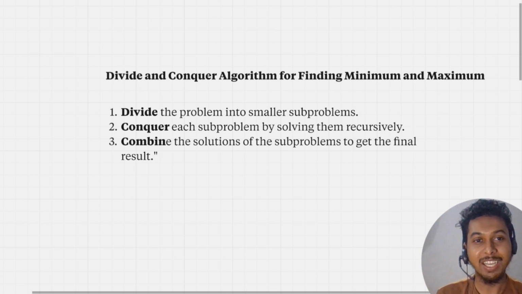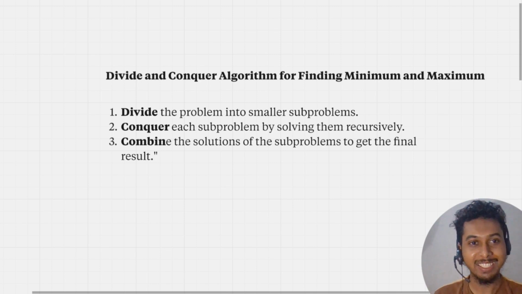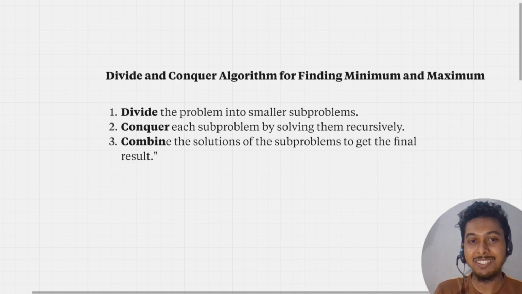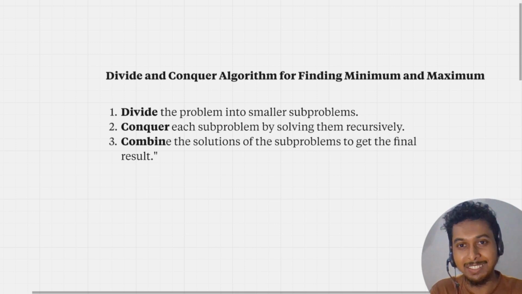In a divide and conquer algorithm, there are three parts: divide, conquer, and combine. Divide means divide the problem into smaller subproblems. Conquer means conquer each subproblem by solving them recursively. And combine means combine the solutions of the subproblems to get the final result. So let's jump to the algorithm and an example.